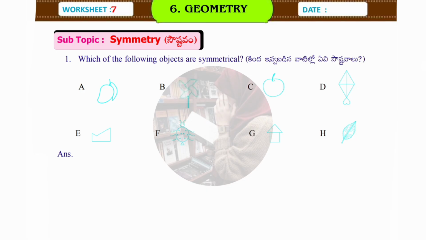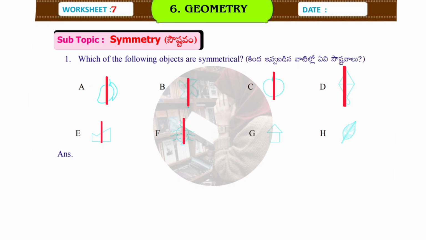Understood? Let's cut it. First picture is of a mango. Draw a line between. It is not giving equal parts on either side, so it is not symmetrical. Second picture, if we draw a line, it is also not giving equal parts, so it is also not. Third picture is of an apple. If we cut it in the middle, if we draw a line between it, it gives equal parts on either side, so it is symmetrical. D is also symmetrical. If we draw a line, it gives equal parts on either side. E is not symmetrical, whereas F is symmetrical.